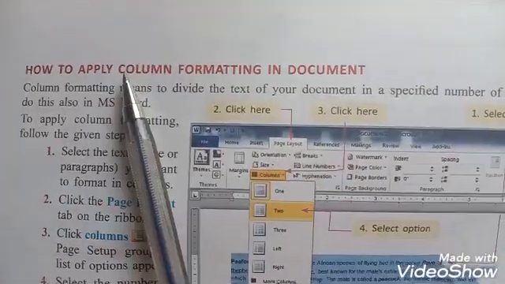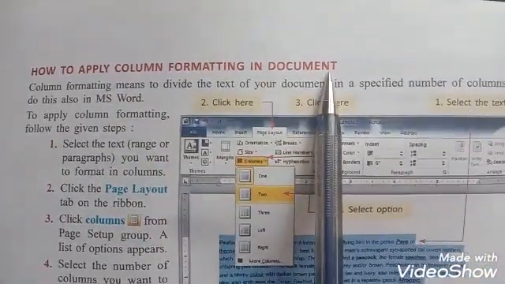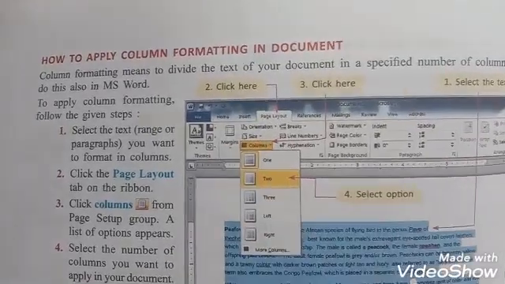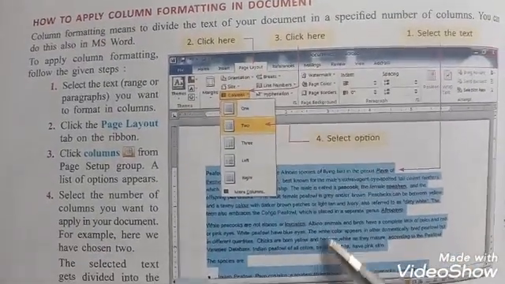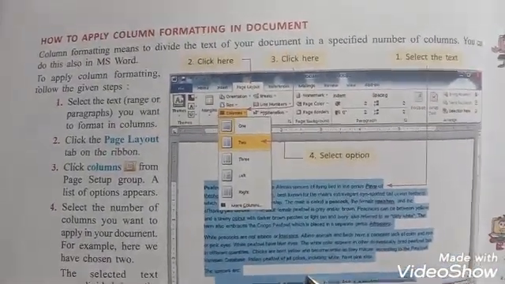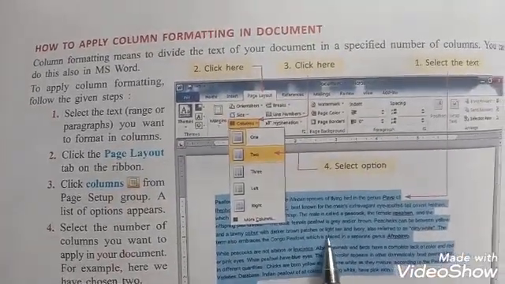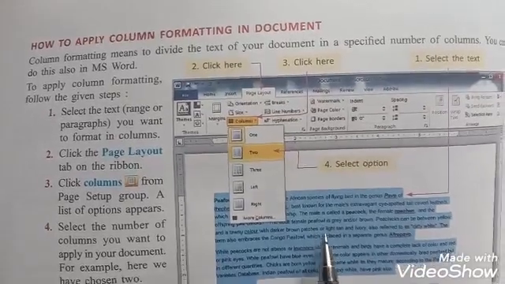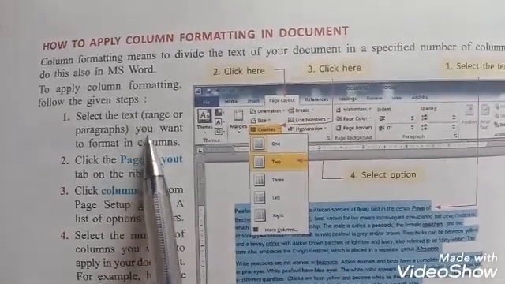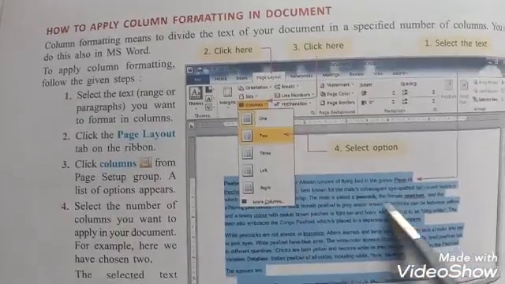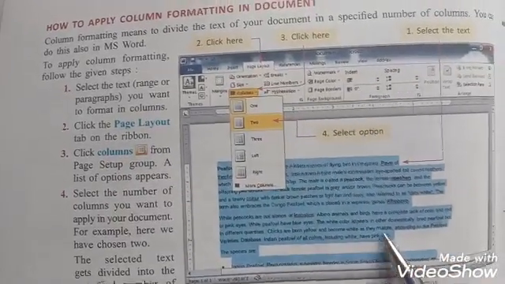Last topic is how to apply column formatting in a document. Column formatting means dividing the text of your document into a specified number of columns. To format columns, follow the given steps. First, select the text you want to format in columns, like this.